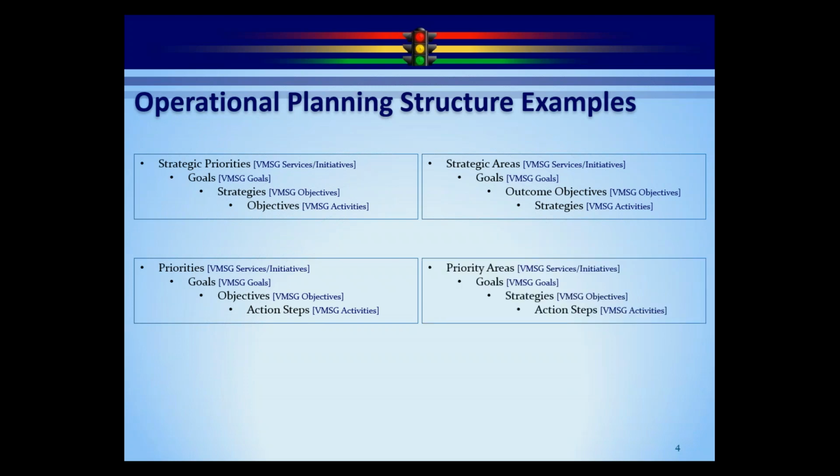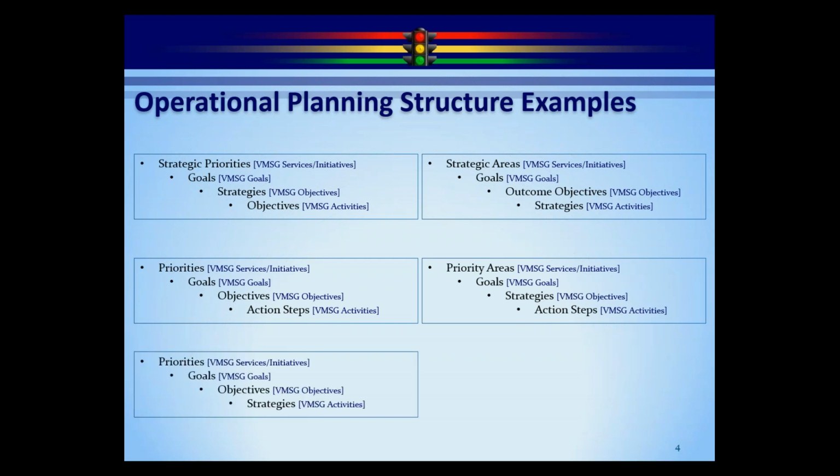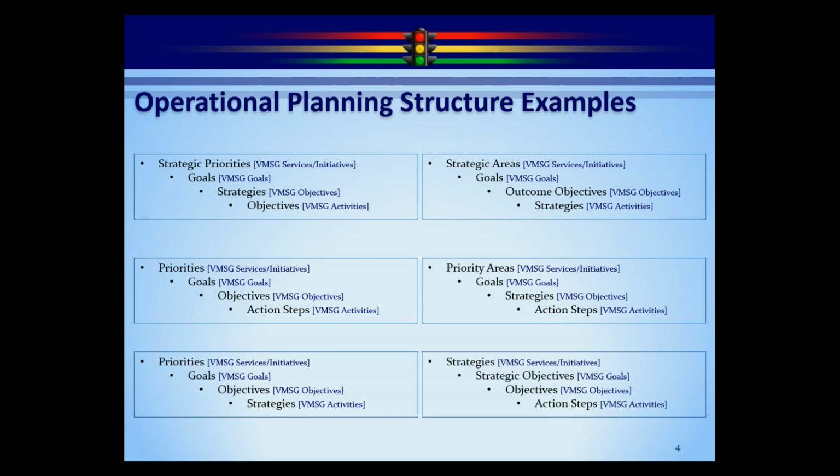Priority areas, goals, strategies, action steps. Again, strategies for objectives, I don't really care for that. Priorities, goals, objectives, and strategies, that one's pretty good. And then strategic objectives for goals, I kind of like that. And then objectives, and then action steps for activities. So the idea here is if somebody comes to you and says, here's a plan, put it in the system, you're going to look at this and say, I still understand the pyramid. I understand the model here. It's just different names in there.